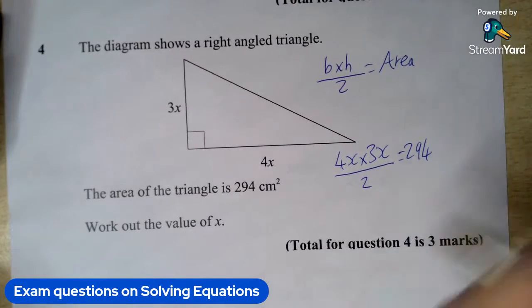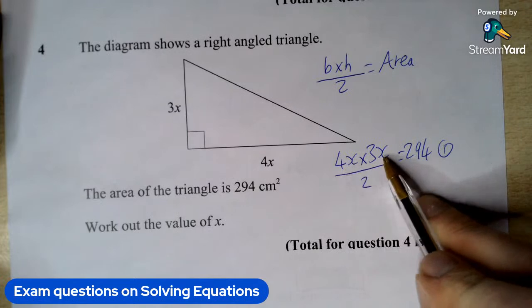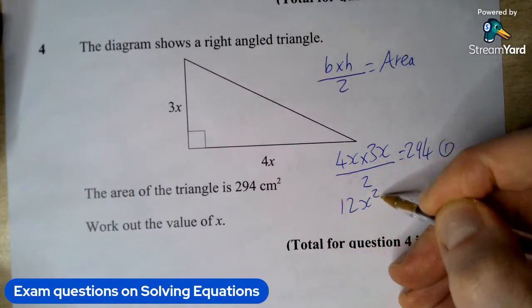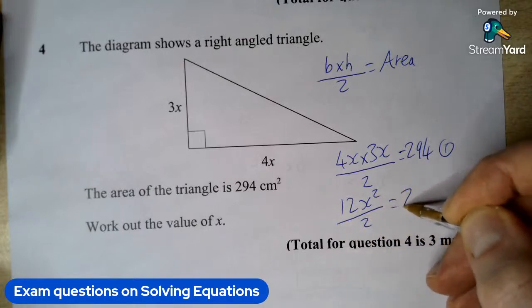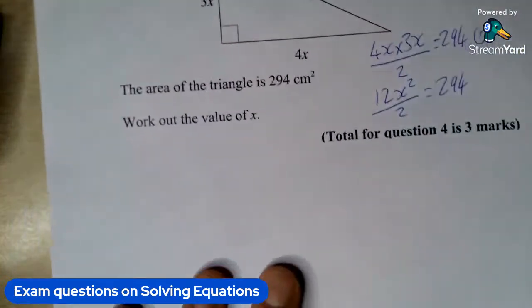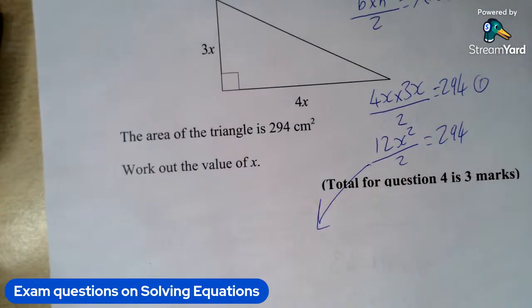You would get a mark for that. That'll be 1 mark because it shows that you understand what to do. So then 4x times 3x, that is 12x squared divided by 2 equals 294. Just so I've got more space, I'm going to go down here a little bit, so you can still see it. So I'll put this one over here.